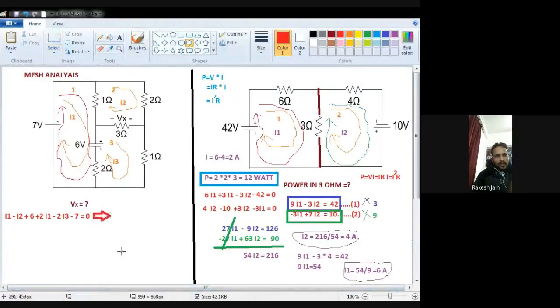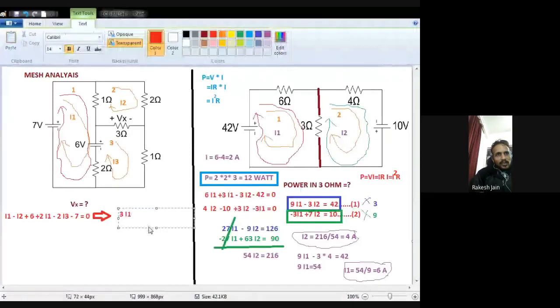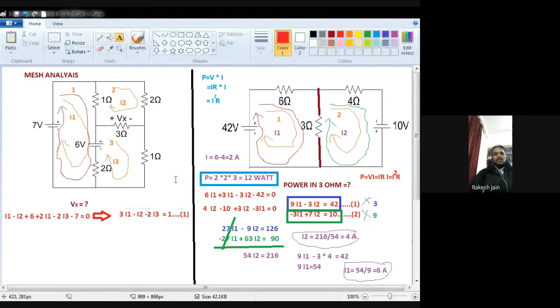By simplification it will be I1 plus 2 I1, so 2 plus 1, that is 3 I1. How many I2? Only 1, so minus I2. How many I3? Only minus 2 I3. Then 6 minus 7 is minus 1, so on the right hand side the sign changes to plus. So 3 I1 minus I2 minus 2 I3 is equal to 1. This is my equation number first.